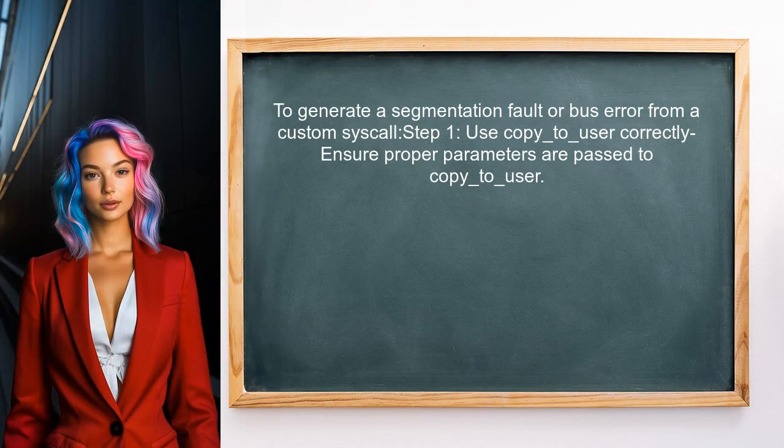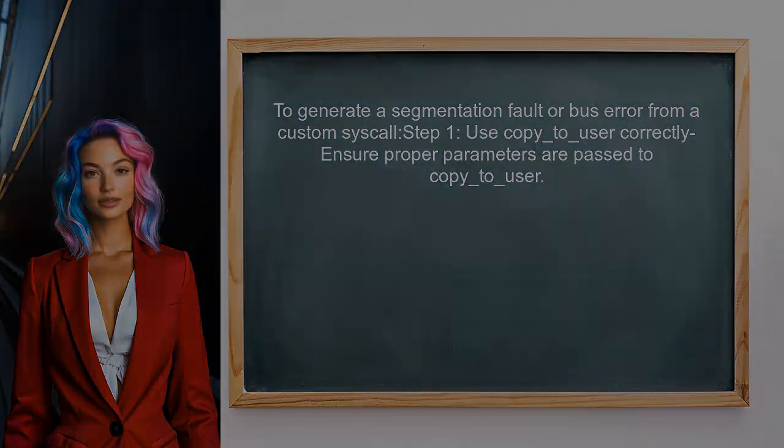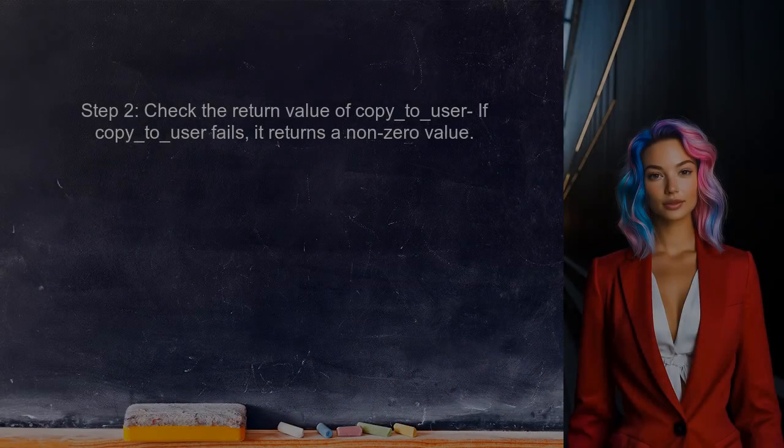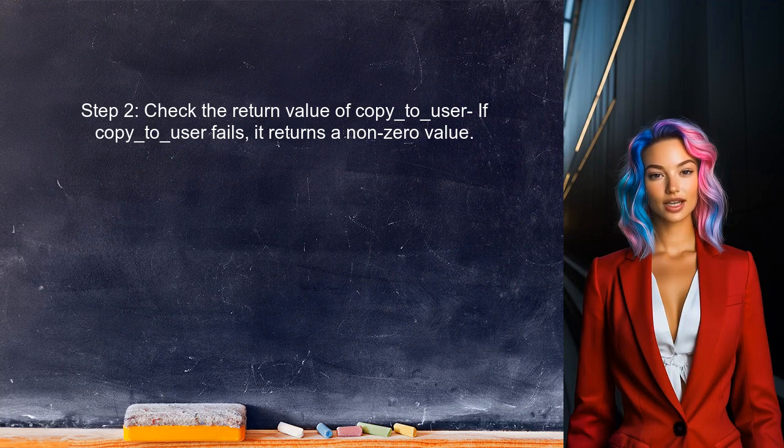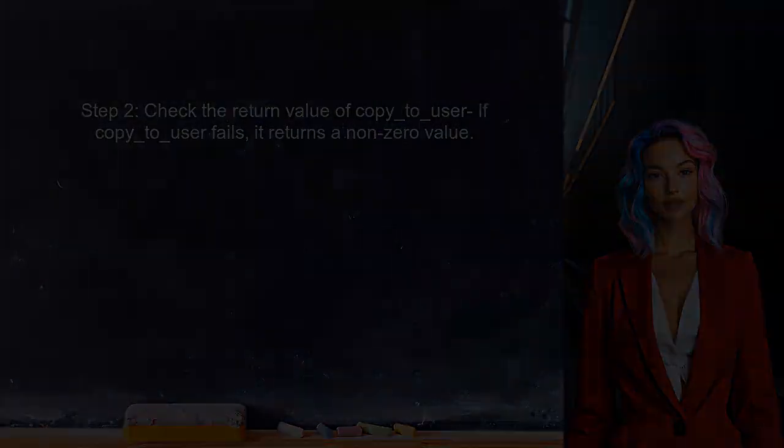To generate a segmentation fault or a bus error from a custom syscall, the user should first ensure that they are correctly using the copy_to_user function. This function is designed to copy data from kernel space to user space. Next, the user should check the return value of the copy_to_user function. If this function fails, it will return a non-zero value, indicating that the copy operation was unsuccessful.